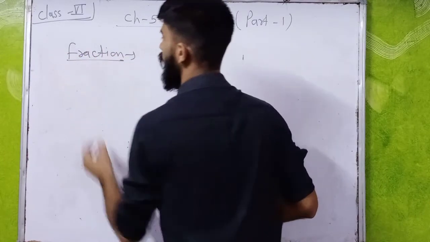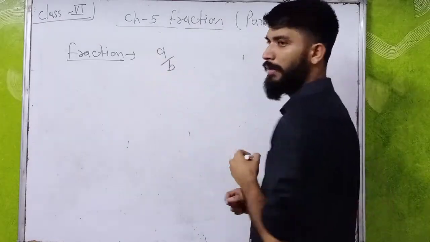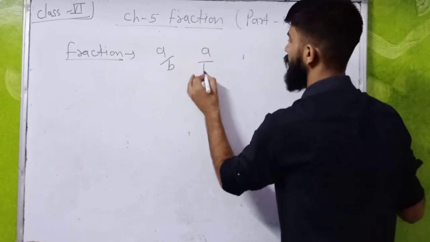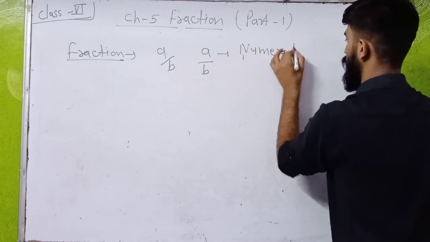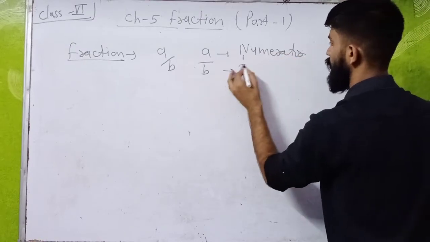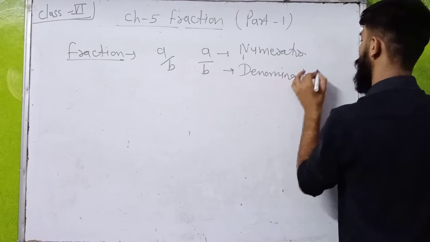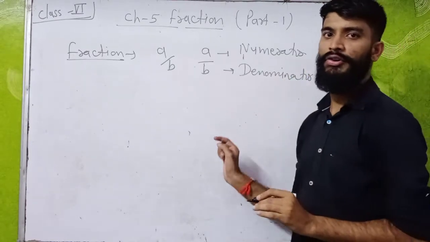What is a fraction? If a number is given in the form of a divided by b, this is called a fraction. The upper value, a, is the numerator, and b is the denominator. In short form, this is n upon d. This is the simple form.